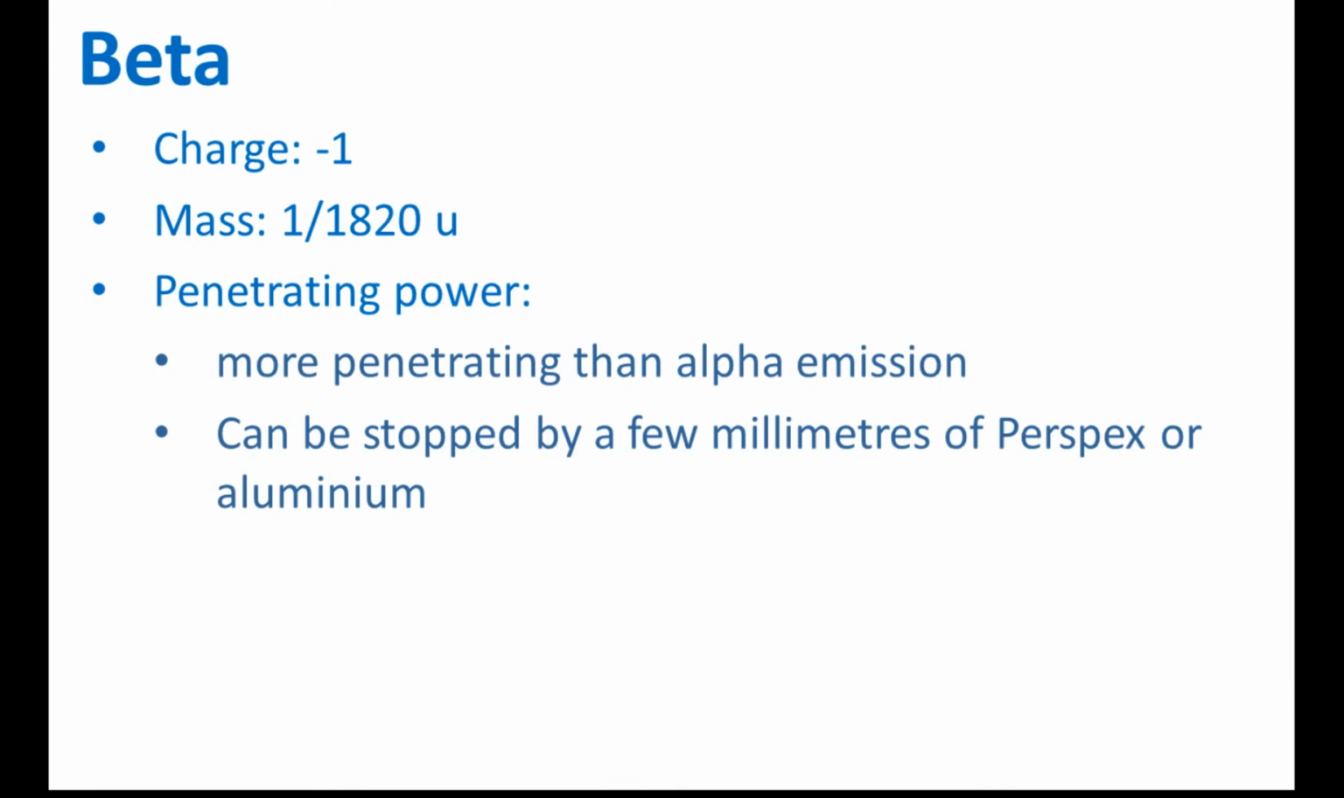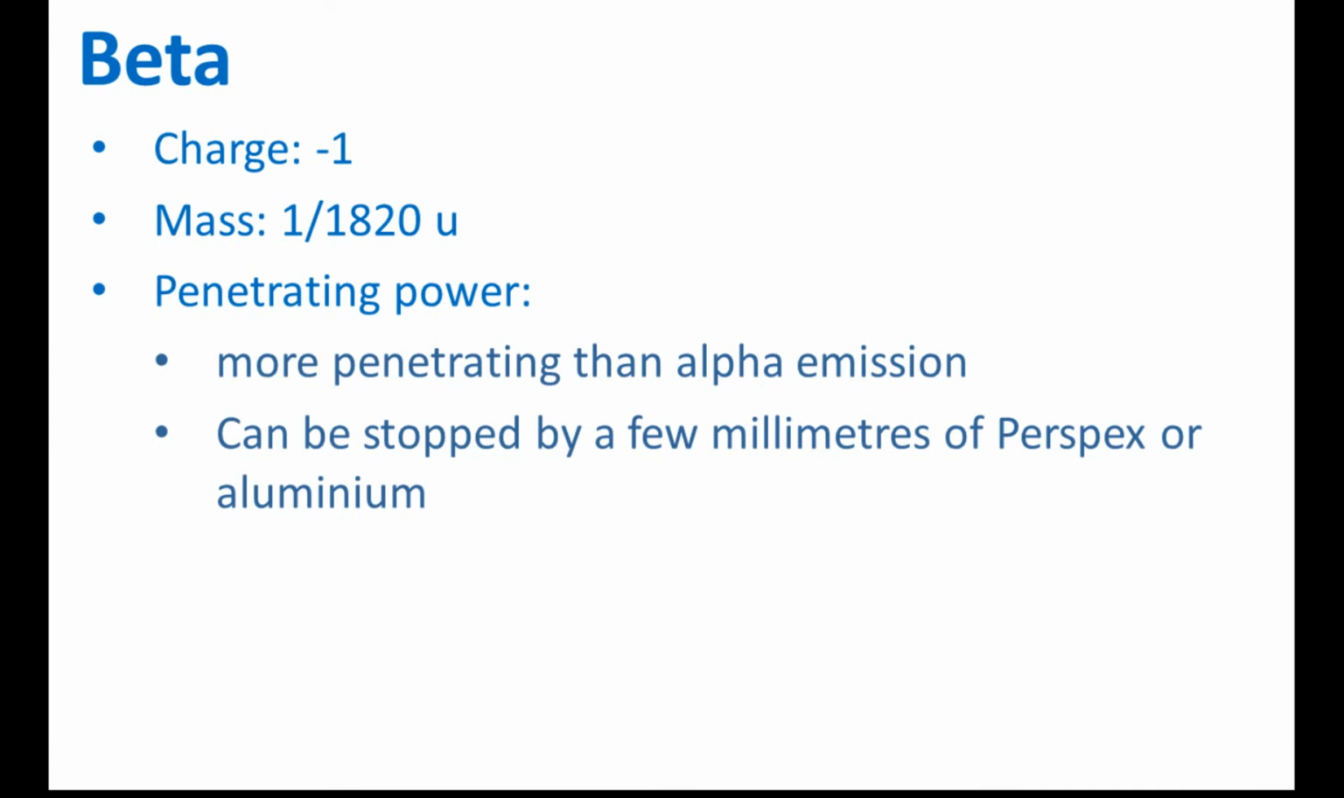The penetrating power of beta is higher than alpha, and it can be stopped by a few millimeters of perspex or aluminium. So the penetrating power is moderate. It can easily pass through air, but it can be stopped by a few millimeters of aluminium.